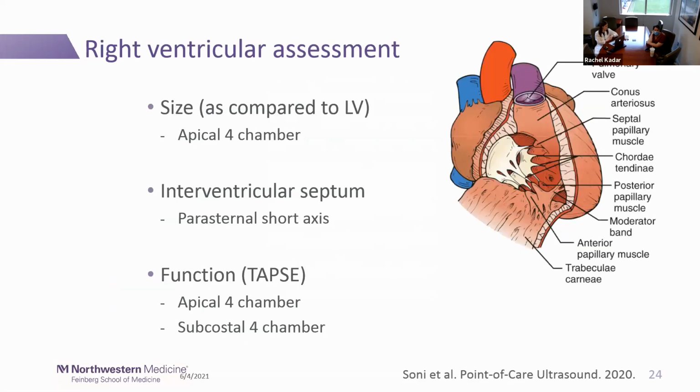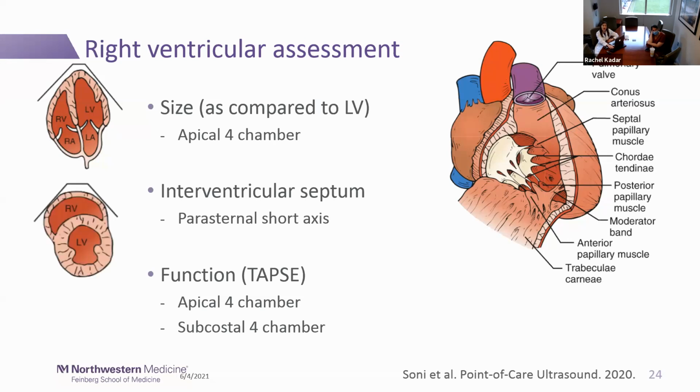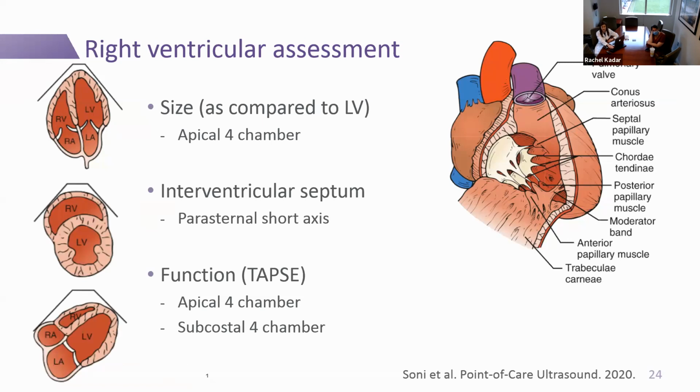So now we're going to talk about right ventricular assessment. When I look at the right ventricle, there are 3 things I focus on: size, the interventricular septum, and function, or TAPSE. When I do size, this is best done in the apical 4-chamber view. And when I look at the size of the right ventricle, I'm really comparing it to the left ventricle. So it's important that I get a good apical 4-chamber view to appropriately assess the size. For the interventricular septum, I'm looking at this in the parasternal short axis view. And for function, if I want to calculate the TAPSE, the apical 4-chamber view is the best, but I can also visually do it in the subcostal 4-chamber.